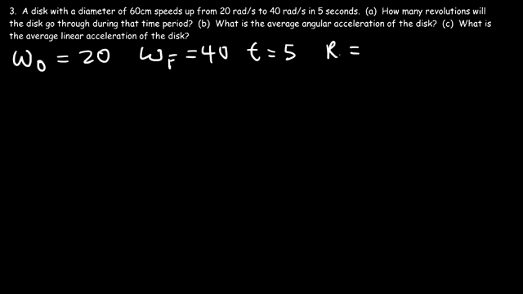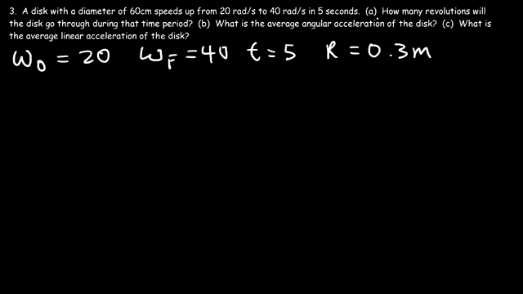Let's make a list of what we know. The initial angular speed is 20. The final angular speed is 40. T is 5. And we have the radius, which is 1/2 of the diameter. So the radius is 30 centimeters, which is 0.3 meters.